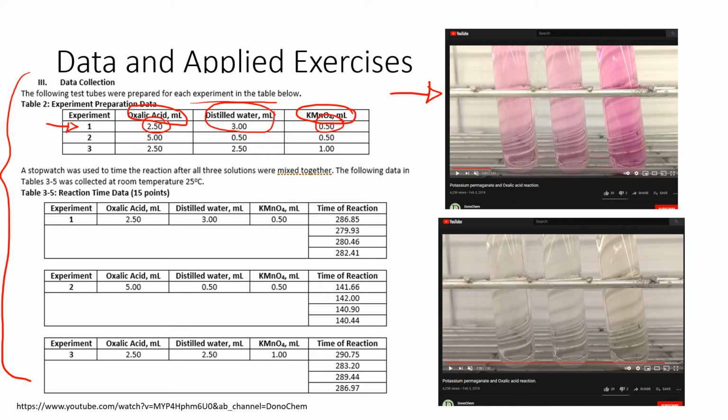A stopwatch was used to time the reaction after all 3 solutions were mixed together. The following data in tables 3 through 5 was collected at room temperature, 25 degrees C. So tables 3 through 5 are showing you the reaction time data. So what this is, is the amount of time it took for the reaction to be complete.